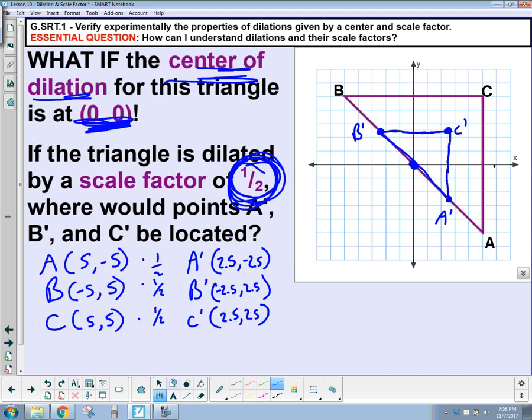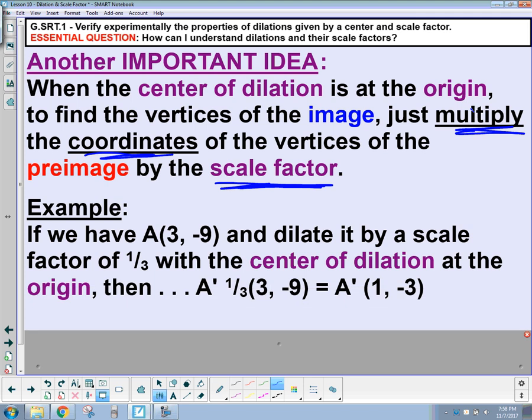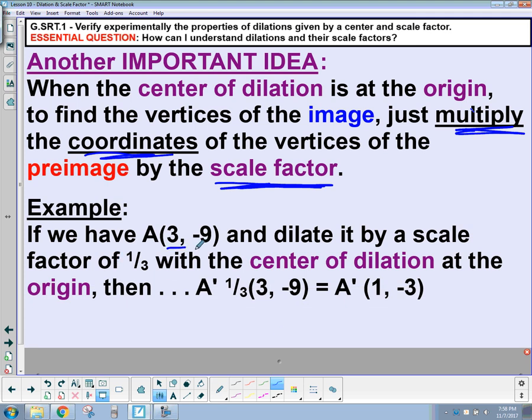Another important idea: when the center of dilation is at the origin, to find the vertices of the image, just multiply the coordinates of the vertex of the preimage by the scale factor. Example, if we have 3, -9 for point A, and dilate with the scale factor 1/3, with the center of dilation at the origin, remember origin is 0, 0, then A prime will be 1/3 those points. So 3 times 1/3 is 1, and -9 times 1/3 is -3. Simple, simple.